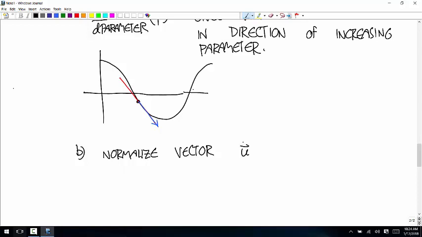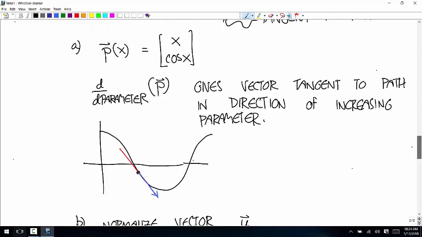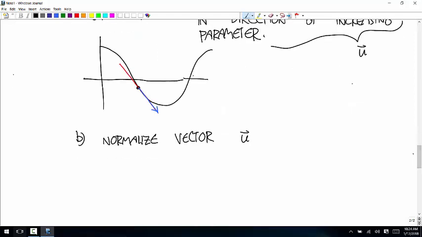So let's say that the vector you get out of step 1a is this vector u. So how do you normalize that? The unit vector in that same direction is equal to 1 over the magnitude times that vector.